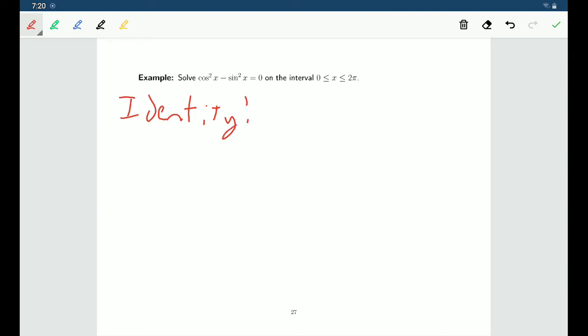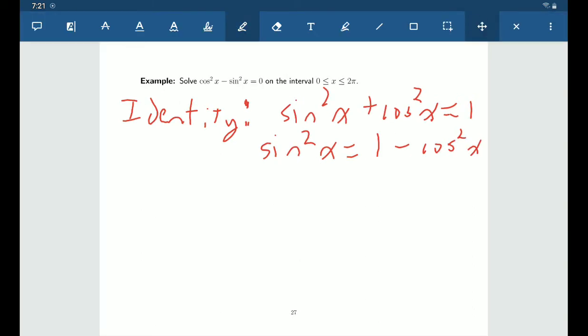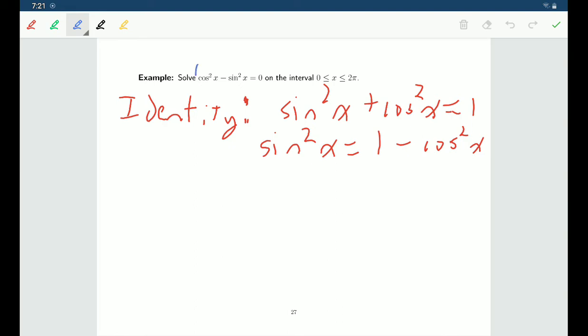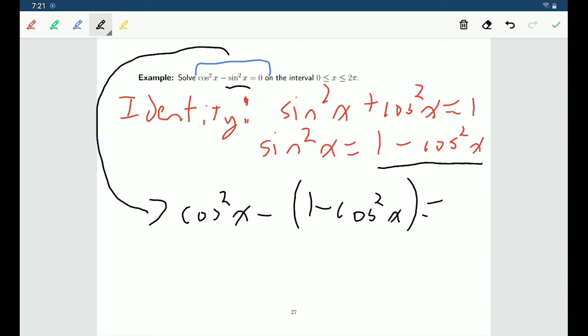So the identity that I'm using, which was that sine squared x plus cosine squared x is equal to 1, I could rewrite that and say, well, actually sine squared x is equal to 1 minus cosine squared x. And so the plan here is then I'm going to take my original equation and replace the sine squared x with 1 minus cosine squared x. So that means that the equation that I'm actually going to be solving will be cosine squared x minus 1 minus cosine squared x equals 0.